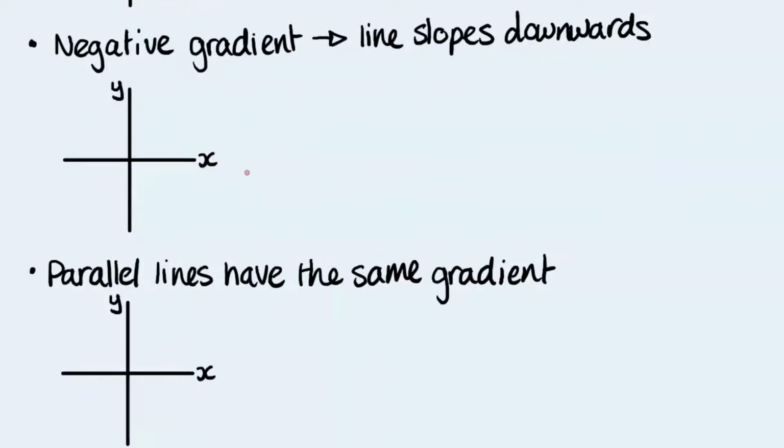Alternatively, if the gradient is negative, then the line slopes downwards. So we can have something like this, where m is equal to a negative number, say -6. A really steep decline.